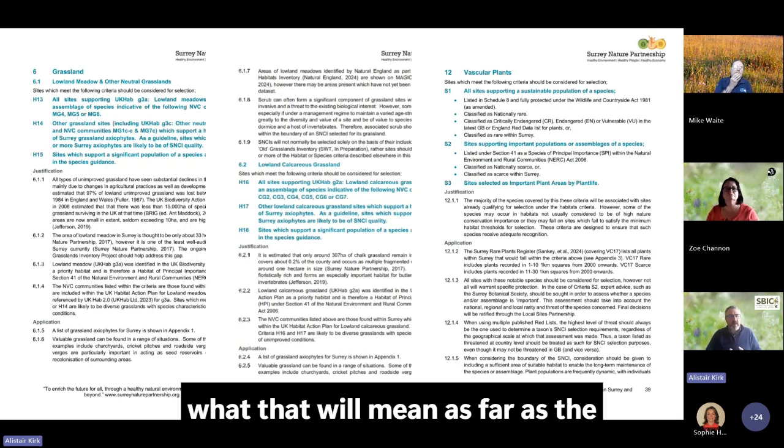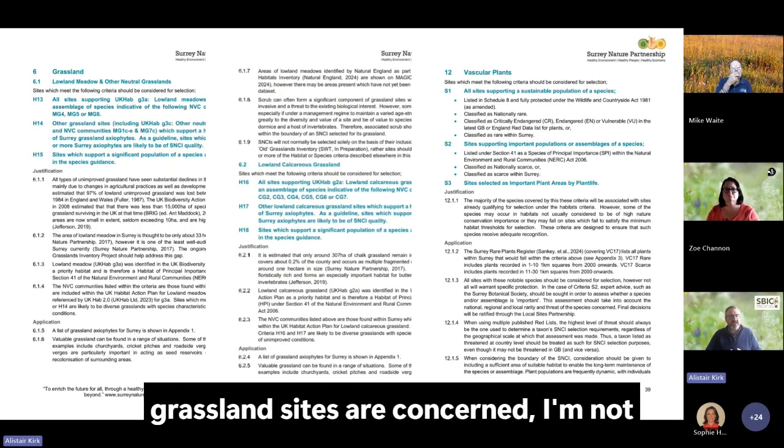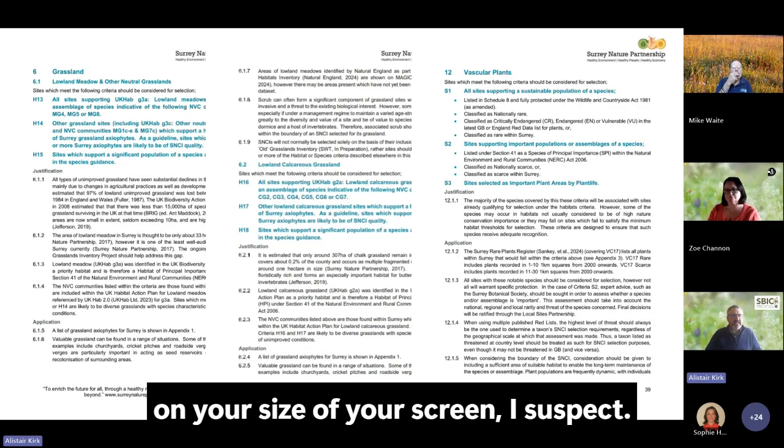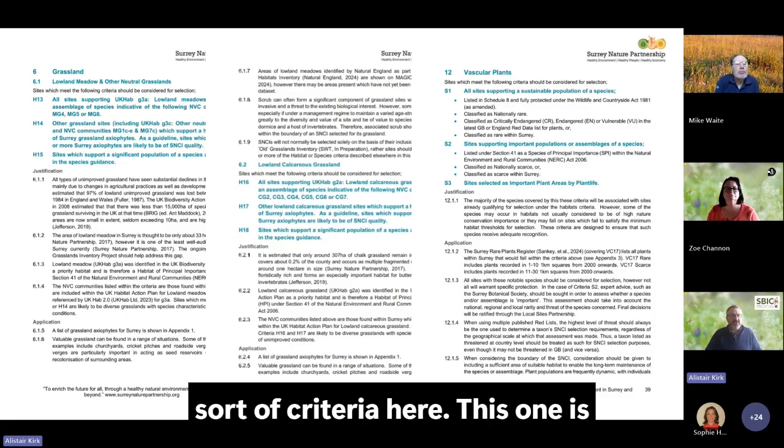Practically, what that will mean as far as the grassland sites are concerned, I'm not sure how well this will appear depending on the size of your screen, I suspect, but in essence, you'll see that there are criteria here.